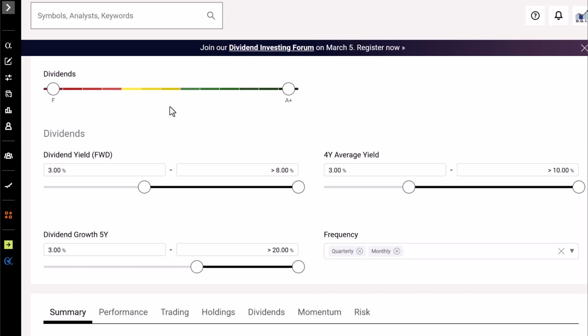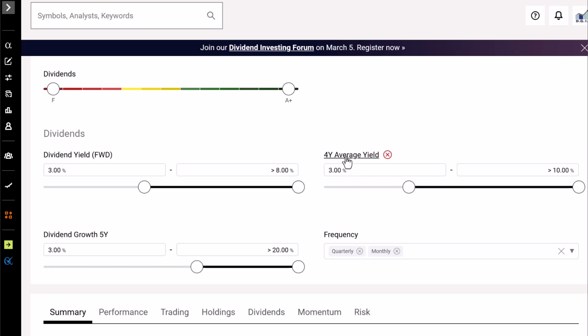The S&P 500 is around 1.5%, give or take, a little bit less, I believe. With SCHD, that's kind of my benchmark. Anything over around 3%, I classify as a high dividend. And when it comes to this, you're not going to have a lot that have a 3% dividend yield and a 3% 4-year average yield, right?